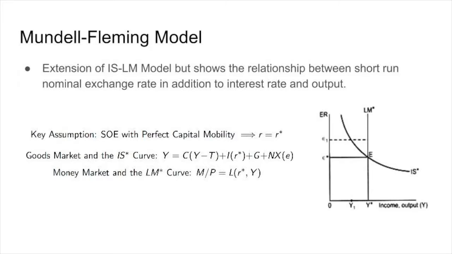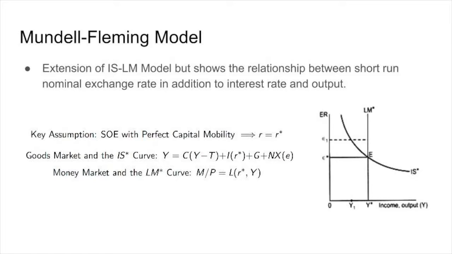The Mundell-Fleming model is an example of the open economy in the short run. It's an extension of the IS-LM model, but instead of just showing the relationship between interest rate and output, it also shows the relationship with the nominal exchange rate.